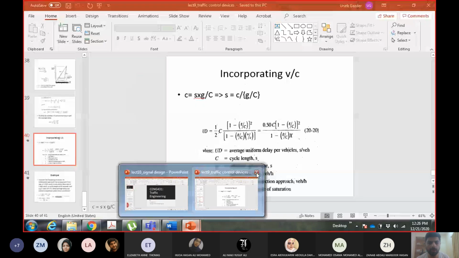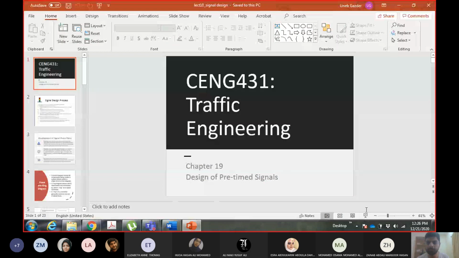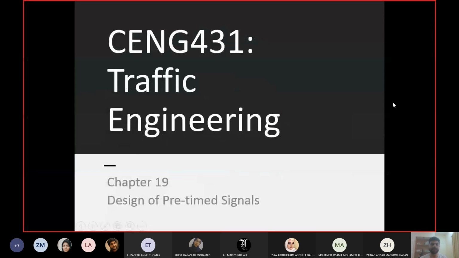Now I'm moving on to chapter 19, which is the design of pre-timed signals. In the last chapter, we discussed there are different types of signals, and we will only do the most basic and traditional one, which is the pre-timed signals. This is good for the design of other types of signals as well. So later in some other course or in your professional life, if you have to design other types of signals, then these concepts will help you there as well.